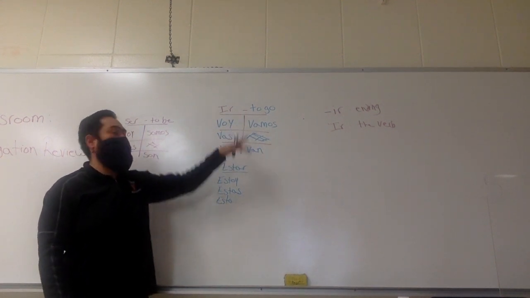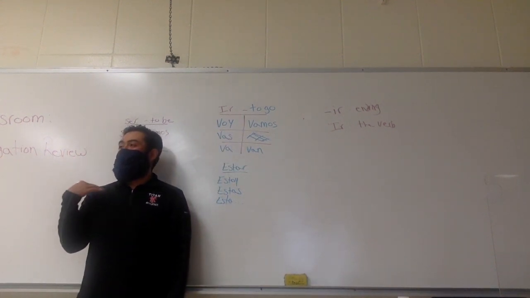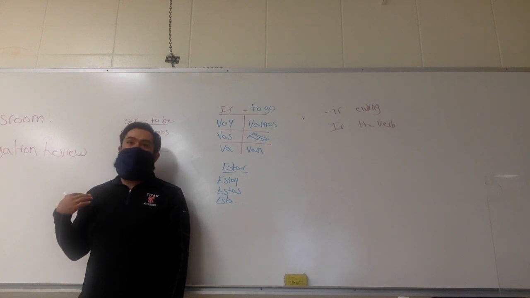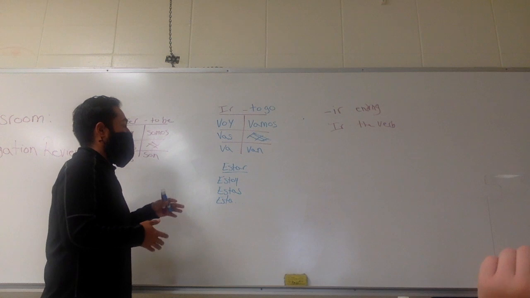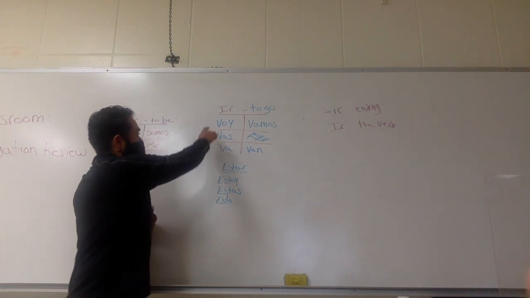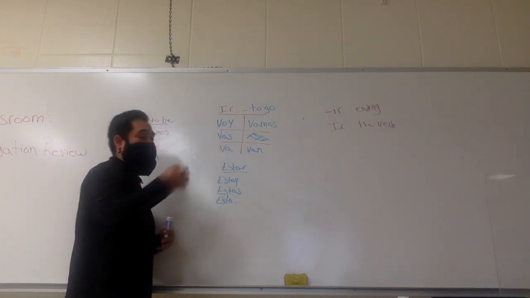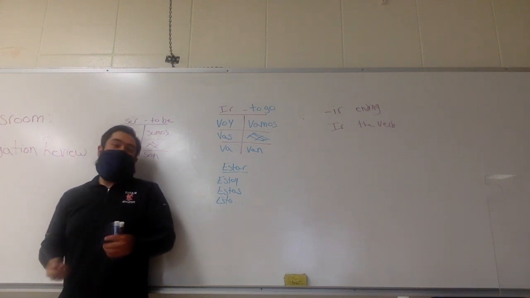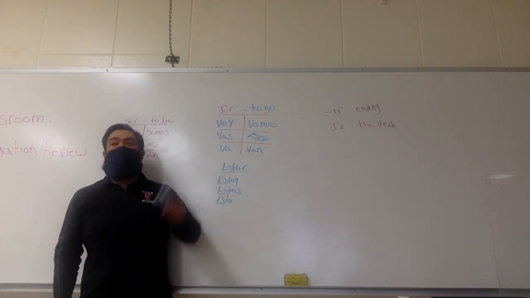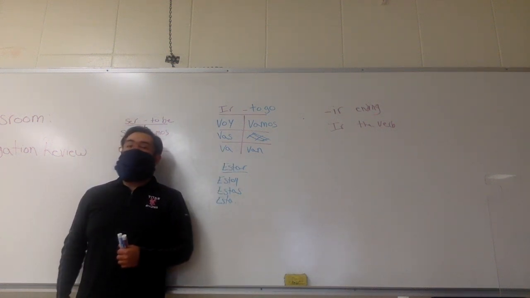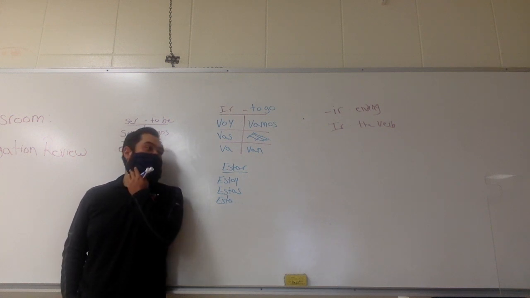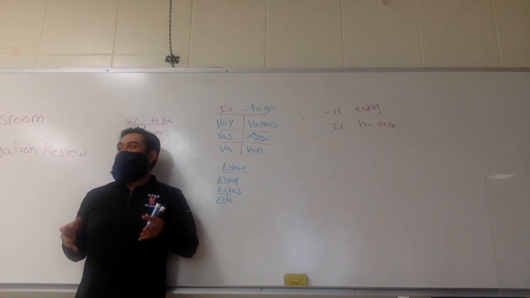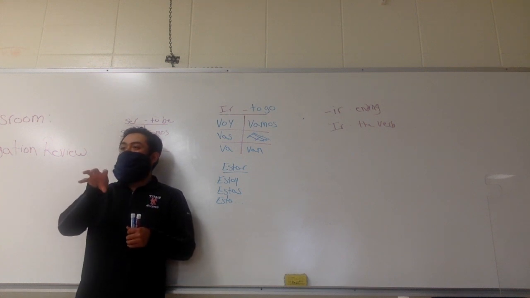Voy, vas, va, vamos, van. No accents. Okay? Don't worry about accents. So when you're talking about going somewhere, this is what we're using. Now, inherently, you can't just say, I go school, we go store, right? You're going to sound like a 3-year-old. You're going to need something else in between.